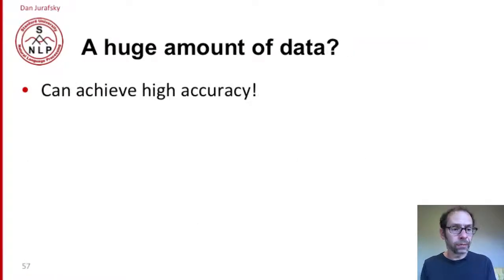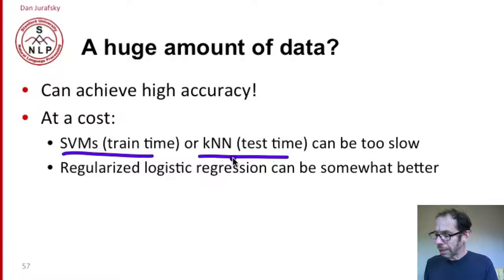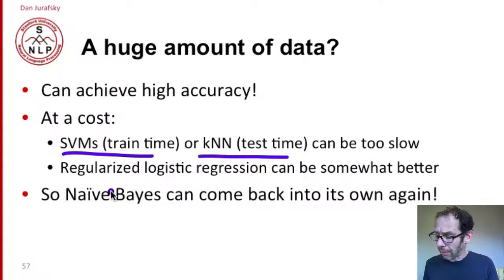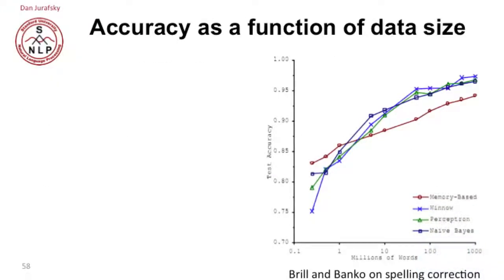Now, if you have a huge amount of data, well, now you can achieve high accuracy. Although there is a cost. Many classifiers just take a long time. SVMs especially, k-nearest neighbors, can be very slow to train a classifier. Logistic regression can be somewhat better. But really, if you have a huge amount of data, then it may just be efficient to train naive Bayes, which is quite fast.